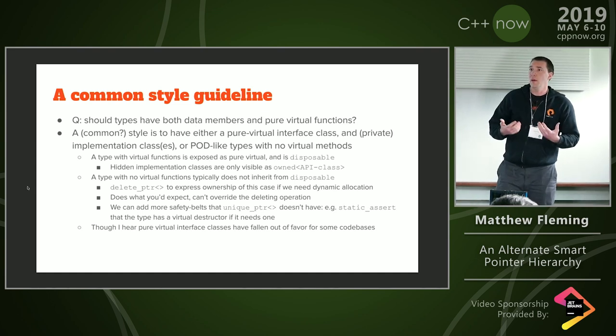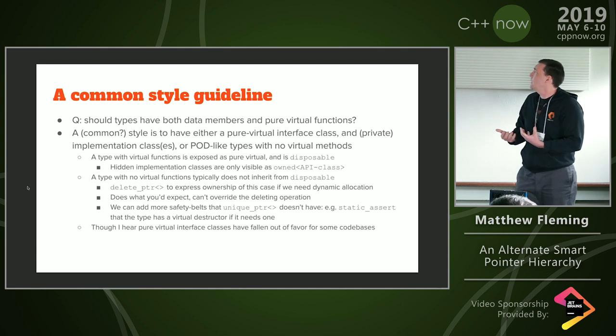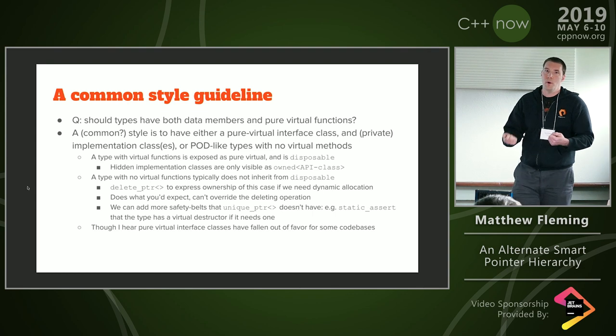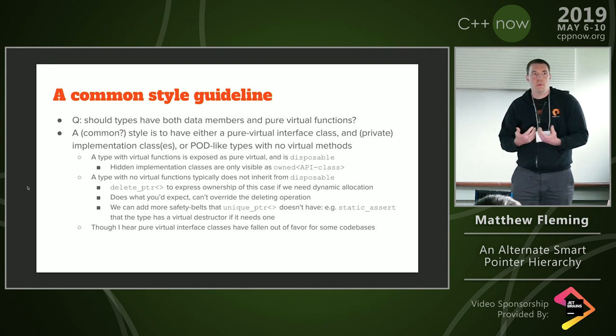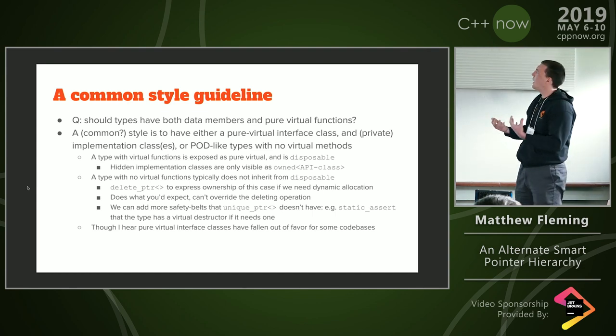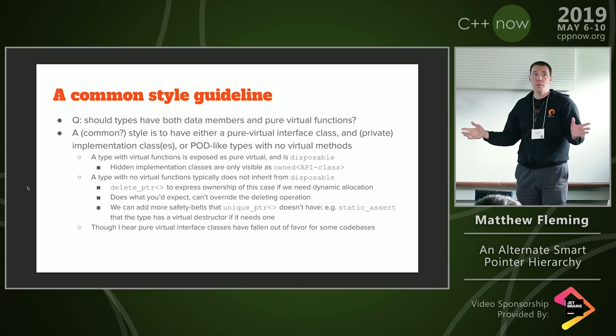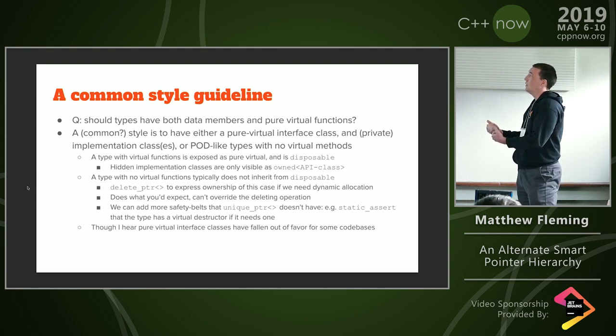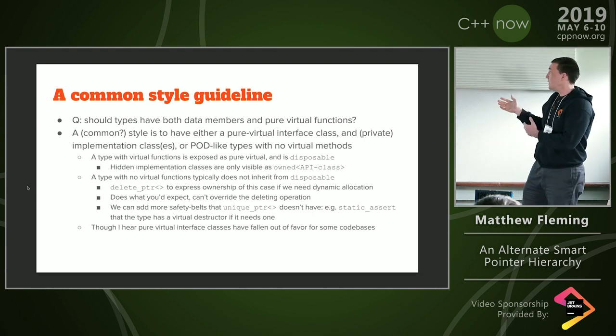So at the time, and maybe less so now, one of your common style guidelines, you'd ask yourself, should I have a class that has both pure virtual methods and data members? You can do it, the language doesn't stop you, but it starts to confuse your thinking about what classes mean. There's a common-ish style where your types are either pure virtual: here's my interface, and I tell you nothing about the implementation, I'm just saying, here's an interface we all agree to adhere to. And all of the implementations are completely hidden, they're only visible through smart pointers.